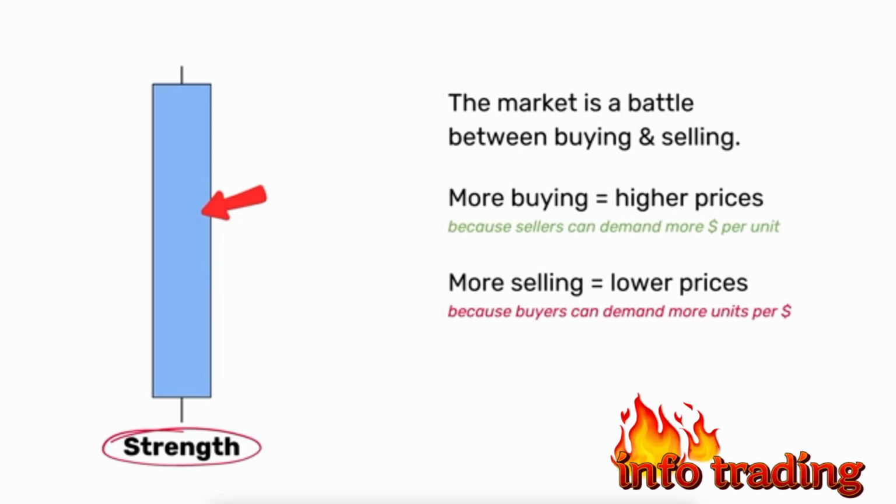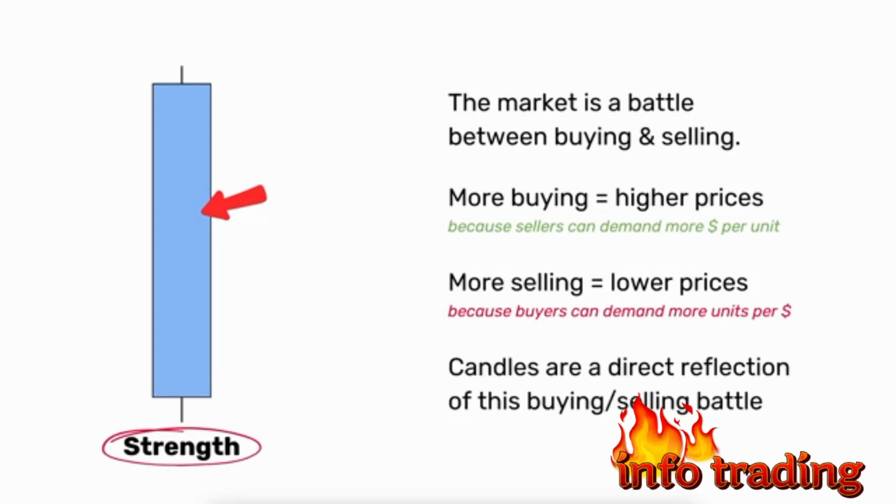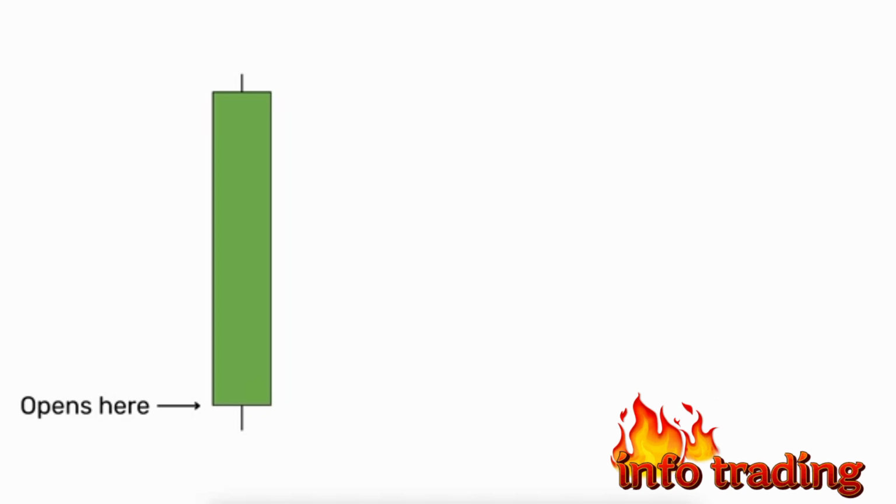If lots of people are trying to sell an asset into a market, you can offer a lower price to one of them and someone is going to take it. This is really why markets go up and down, and the candlesticks are a direct reflection of this buying and selling battle that's taking place at all times. So remember this throughout the whole video. All we're doing here is trying to read this battle using candles. So getting into strength candles.